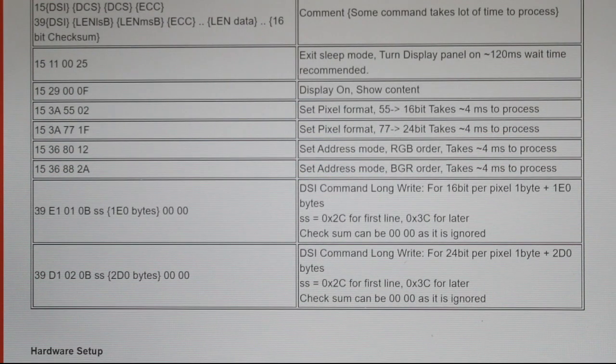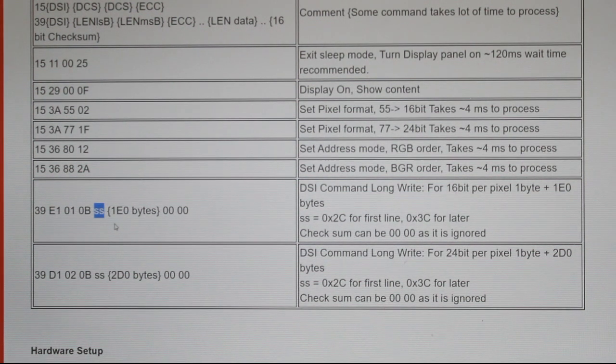To write content in the 16-bit pixel mode, you are supposed to issue this command 39, and this 1E1 is the length, which is 481 bytes, and then ECC, and this 0B is ECC, and this SS. Here it gets a little bit tricky. I don't know if other MIPI LCDs also have this kind of unique behavior, but at least this is not described by the DCS. This SS byte defines if it is the first line in the display or other lines. For the first line, it's supposed to be 2C, and later on it's supposed to be 3C. As pointed out by Mike, this display ignores the checksum value in the end of the packet, so you can happily write 00 as a checksum.